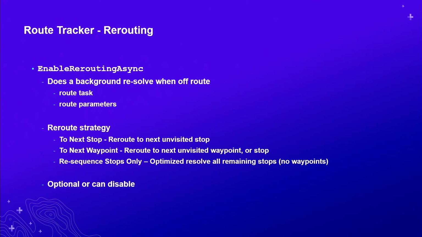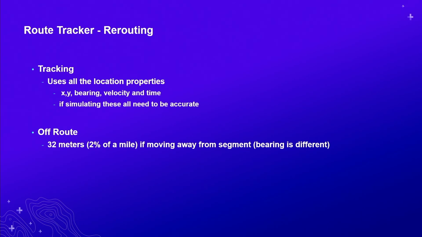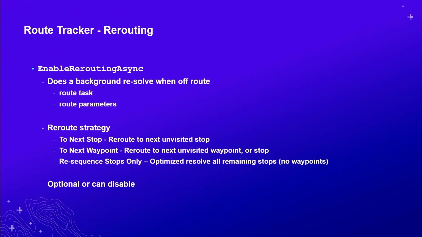Again, the next one is to next waypoint. So if you have waypoints and it does resolve, it's going to take you back to the closest waypoint that hasn't been visited yet. If there are no waypoints, though, it just reroutes you to the next stop. You would use this strategy for some cases where you need to follow a very specific path. And then we have resequence stops only. This optimizes the resolve. So it allows them to resequence the stops. It will drop any waypoints because when you're doing optimized routing, we don't allow waypoints.